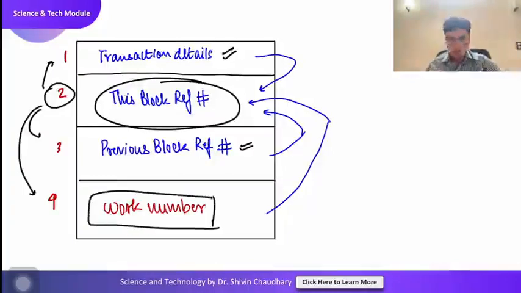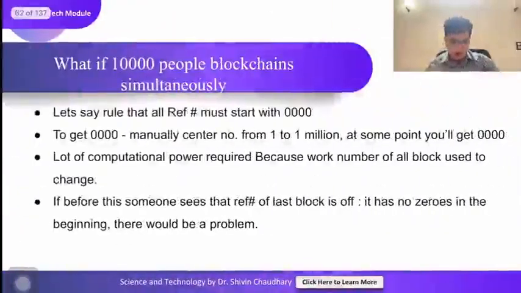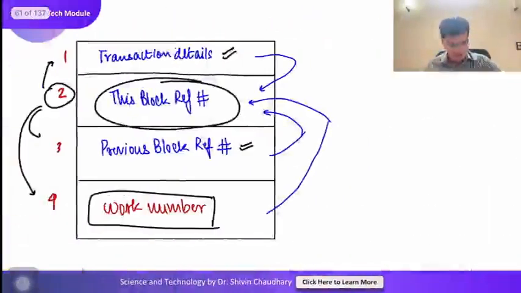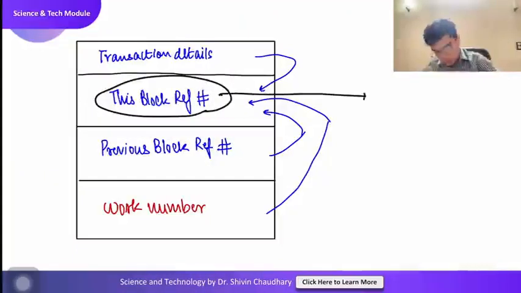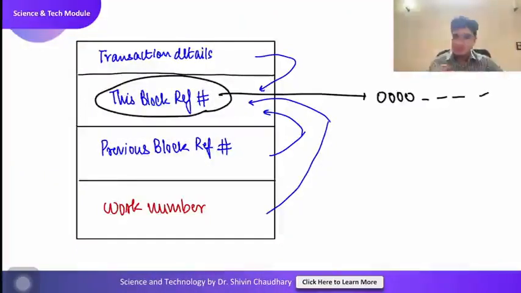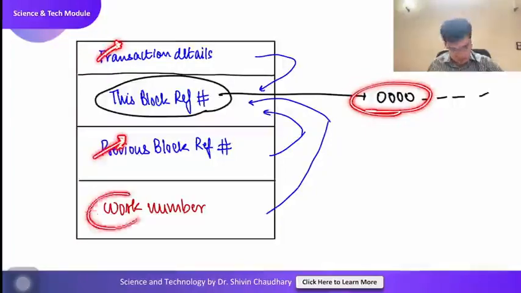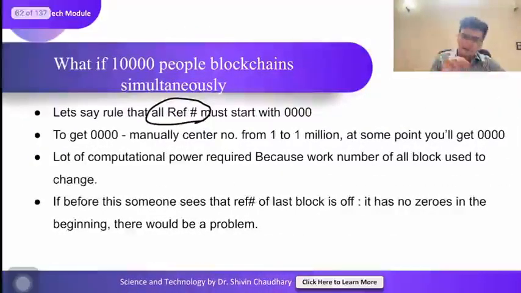Now let's see what the work number is. We made a rule that every block's actual reference number, this one in component 2, must always start with 4 zeros. It should start with 4 zeros only, right? Now see, to ensure this, some values will have to be put here so that it starts with 4 zeros. I can't change this value, I can't change this value. The only value I can change is this. So how it works is, I said the reference number of every block must start with 0. To get 0 0 0 0 in the first 4 digits, I have to manually enter numbers from 1 to 1 million in the fourth component.